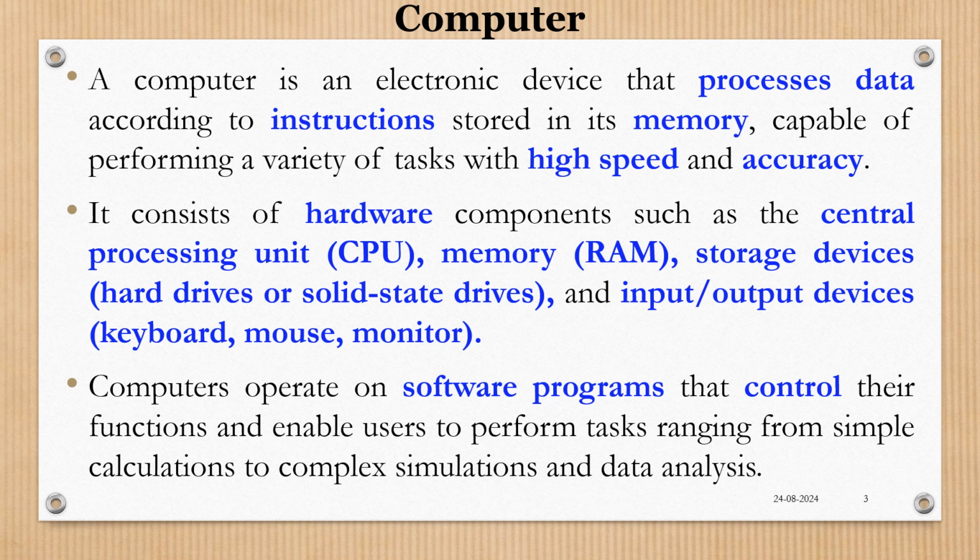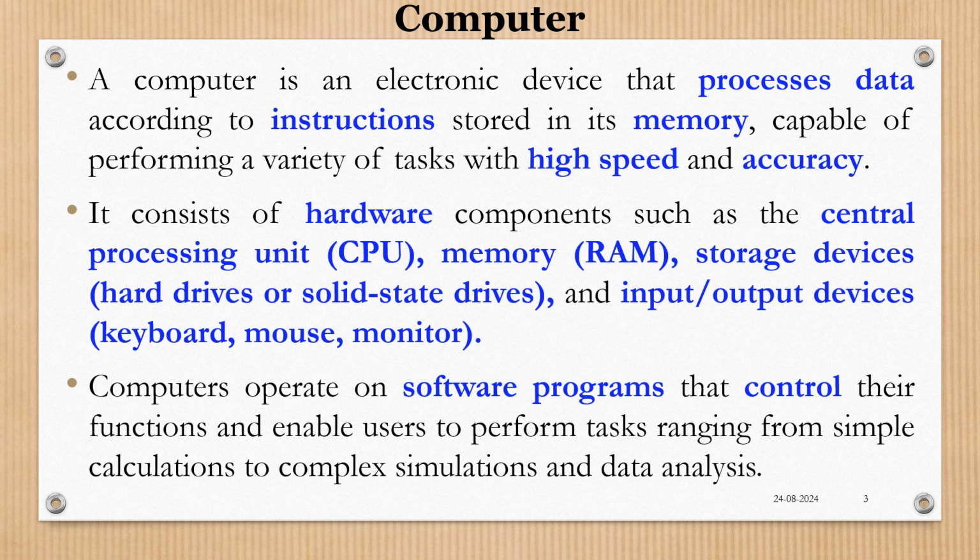What is a computer basically? What does a computer do? A computer is basically an electronic device that processes data based on some instructions. The instructions are stored in memory, and it is capable of performing a variety of tasks with high speed and accuracy. So that's why the computer is used, and it consists of hardware components and software.